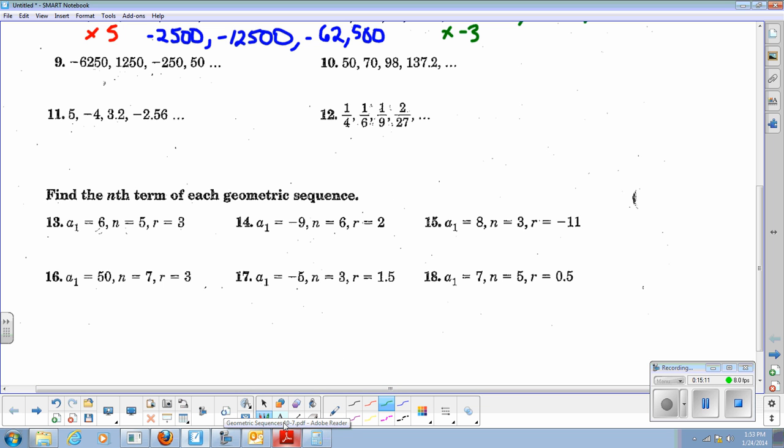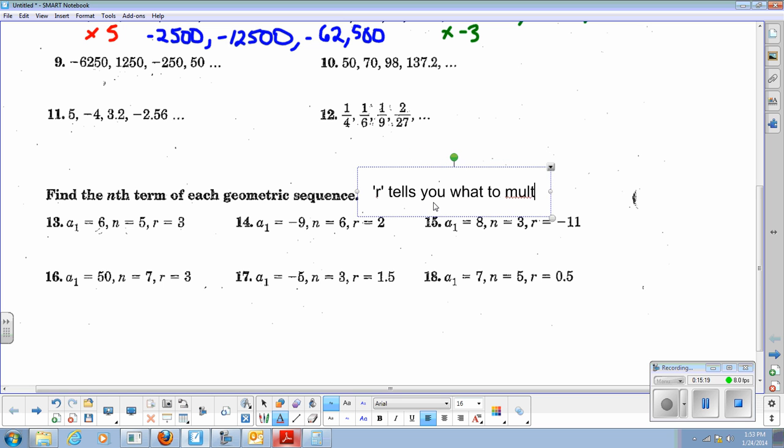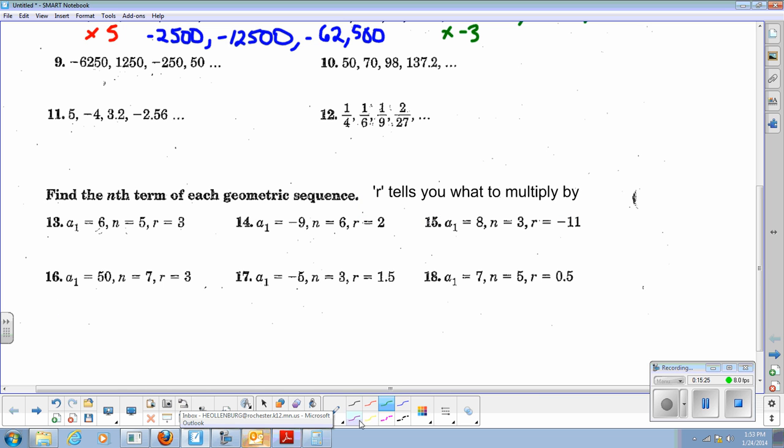So I want to type that out here for you, just to remind you. So here's what we've got to do. If I'm looking at number 13, A1 is 6. R tells me what to multiply by, times 3. So I'm going to go times 3. 6 times 3, I know that to be 18. I know that one off the top of my head. How many terms do I have to find? I have to find the fifth term. So that means I have to keep going. I only have 2 terms. So I'm going to multiply by 3 again.